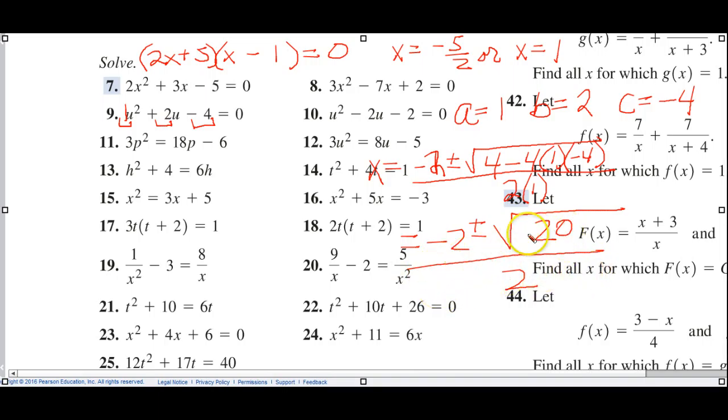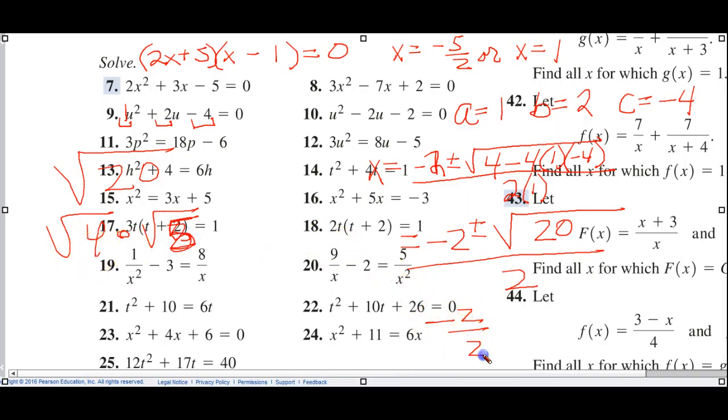Now, when we simplify 20, you may recall, the square root of 20 is the square root of 4 times the square root of 5. So this comes out of here as a negative 2, I'll put that over 2, plus or minus 2 the square root of 5, and that's over 2 also. So here these cancel out, and we're left with the answers negative 1 plus or minus the square root of 5.